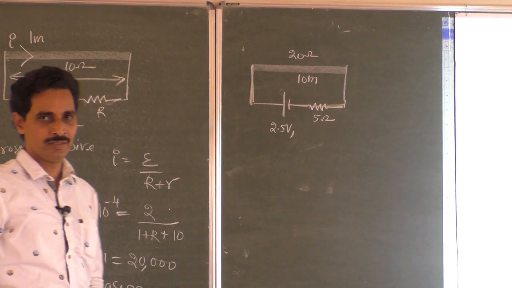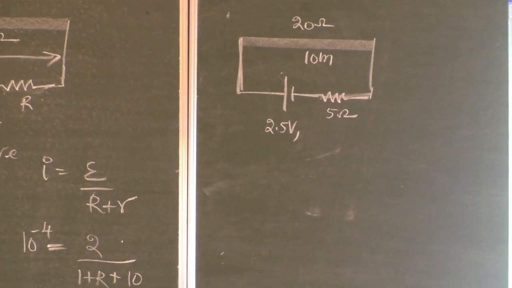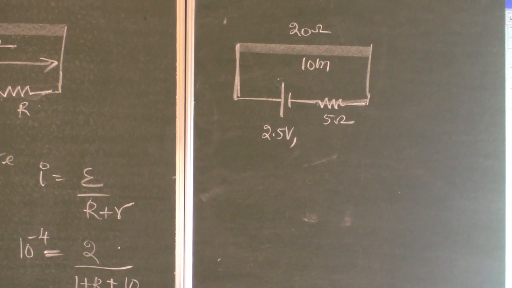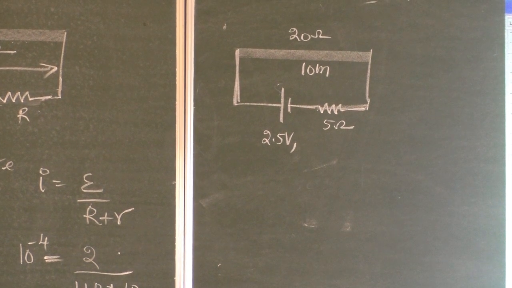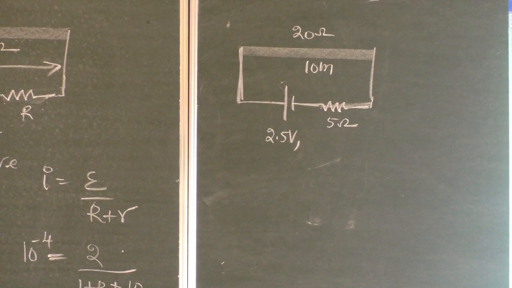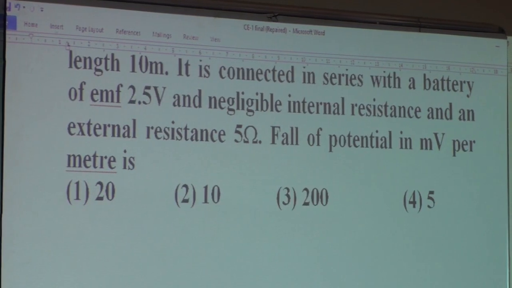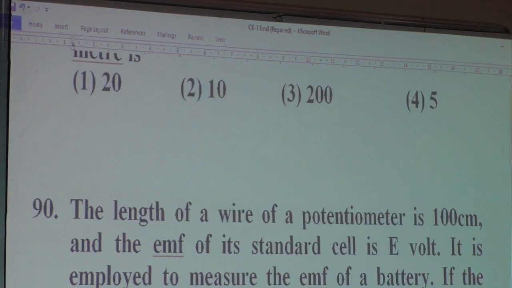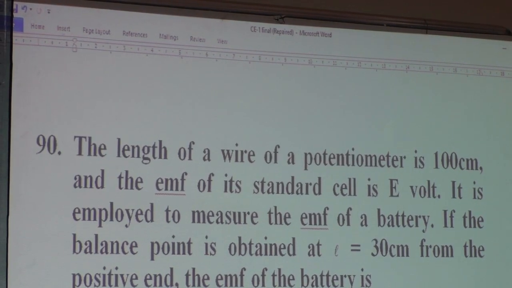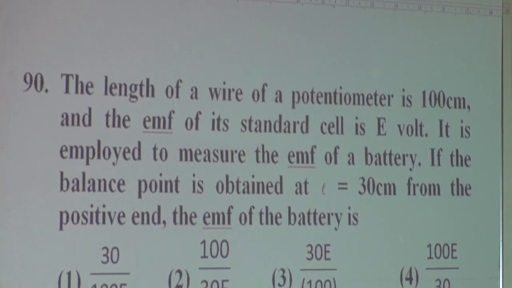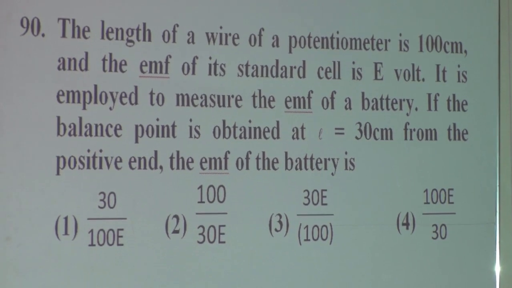Did we do that once? I think we have completed that problem once. Fall of potential, we got 200 millivolt per meter. Let us move on to the next question. It is 200 millivolt per meter. Yes, let us see the next question.